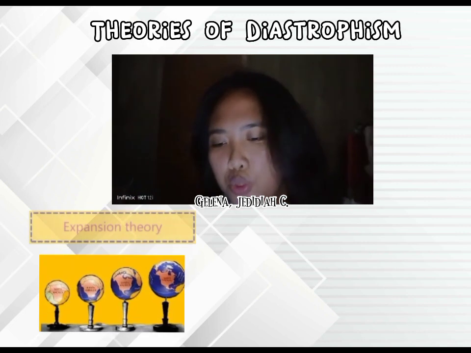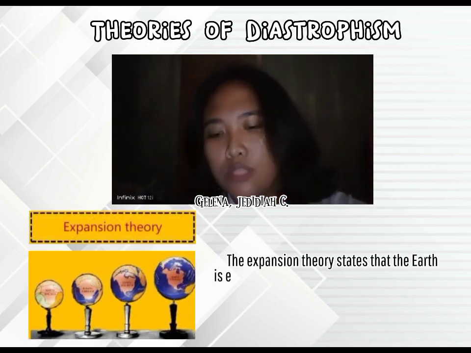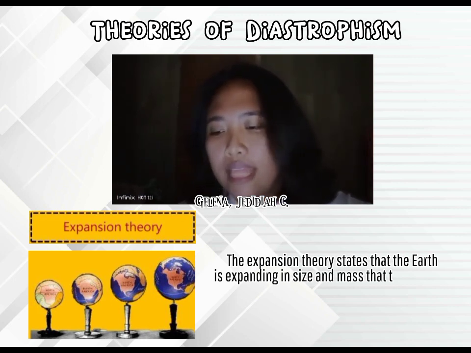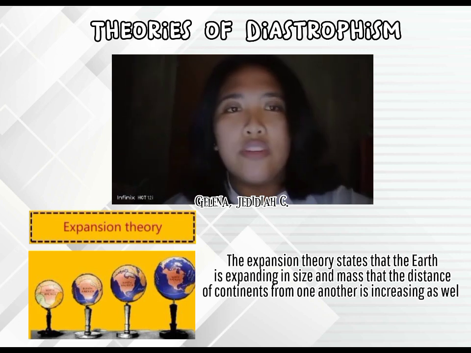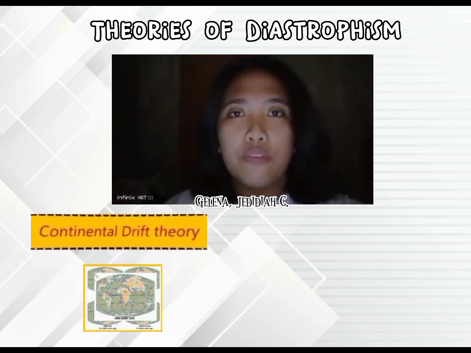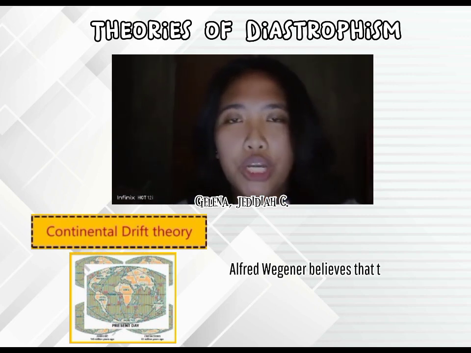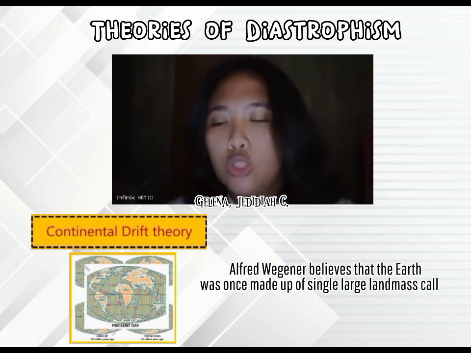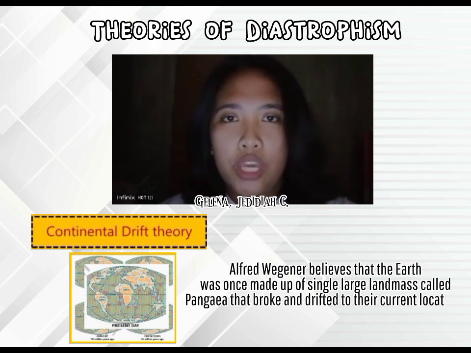The expansion theory. The expansion theory states that the Earth is expanding in size and mass, so the distance of the continents from one another is increasing as well. Continental drift theory. Alfred Wegener believed that the Earth was once made up of a single large landmass called Pangaea that broke apart and drifted to their current locations.